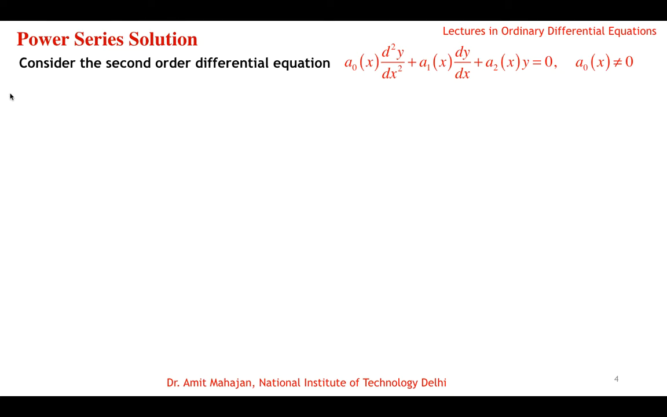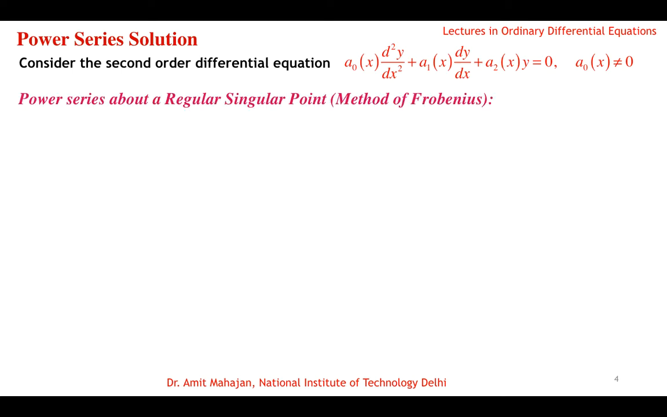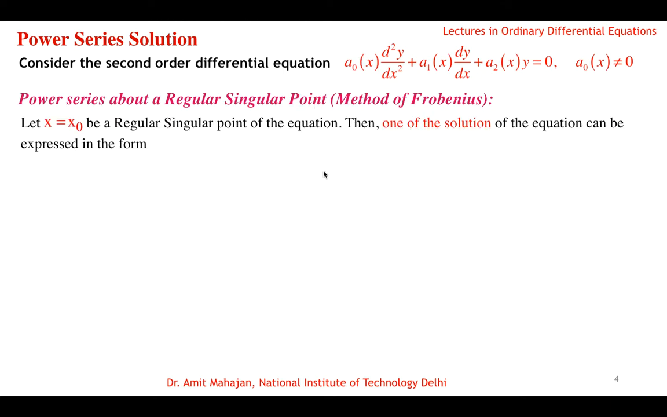Okay, so power series solution, and consider the second order differential equation of this form. In the last lecture we already talked about how to find this series solution about an ordinary point. So today we are going to talk about the series solution about the regular singular points. Okay, and this method is well known as the method of Frobenius. So for this let x naught be a regular singular point of this differential equation. Okay, so let x equal to x naught be a regular singular point of the equation.